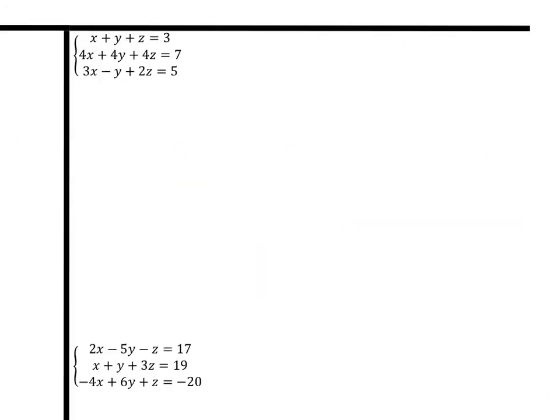Let's try another one. We have x plus y plus z equals 3, 4x plus 4y plus 4z equals 7, and 3x minus y plus 2z equals 5. Again, elimination is going to be the best method to start with, to try to eliminate a variable twice using 2 of the 3 equations. Last time we chose x, we could choose y. Let's see, or we could even choose z. I like y though. If we look at the first and last equation, it looks like y would eliminate pretty fast. I'm going to start with that one this time.